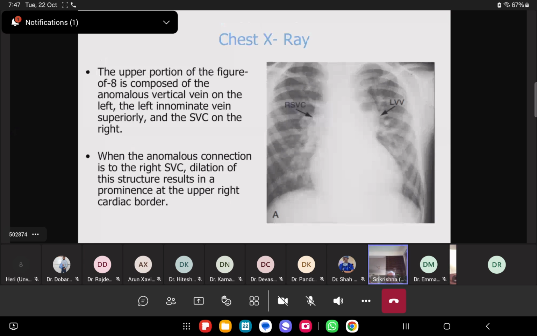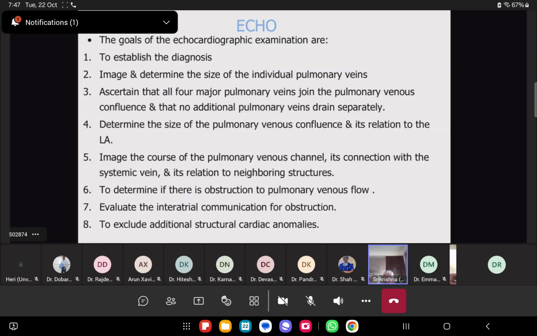This is the X-ray showing the figure of 8 appearance, which is formed by the anomalous vertical vein and the left innominate vein on the left, and on the right side by the SVC. When the anomalous connection is to the right SVC, dilation of this structure results in prominence at the upper right cardiac border.